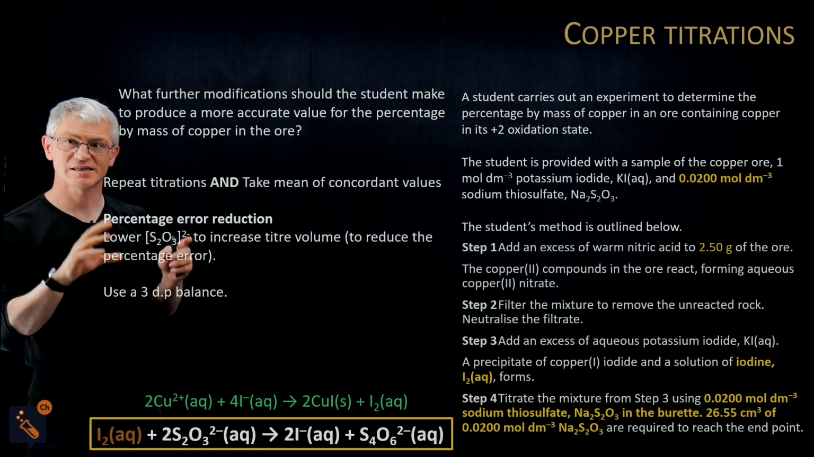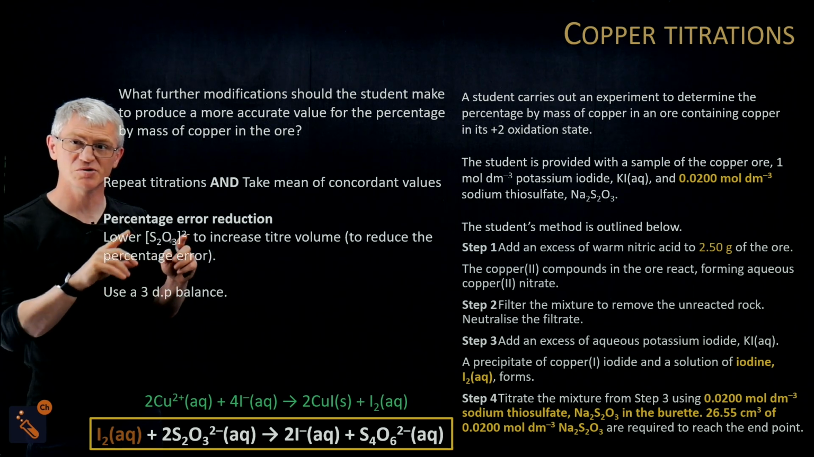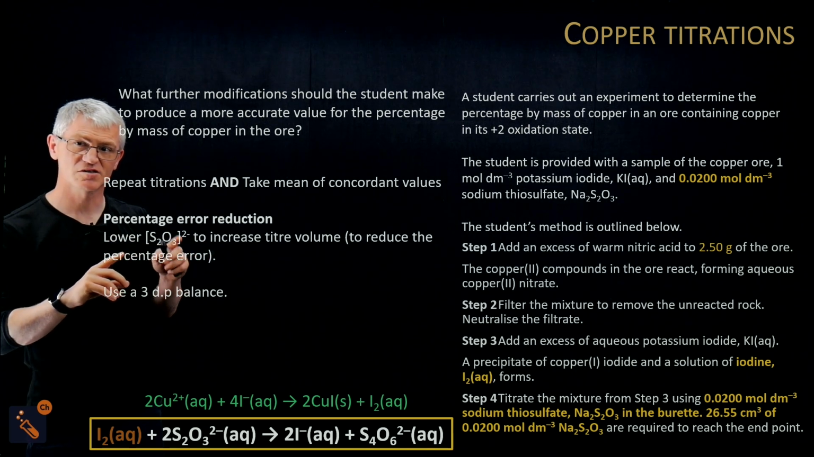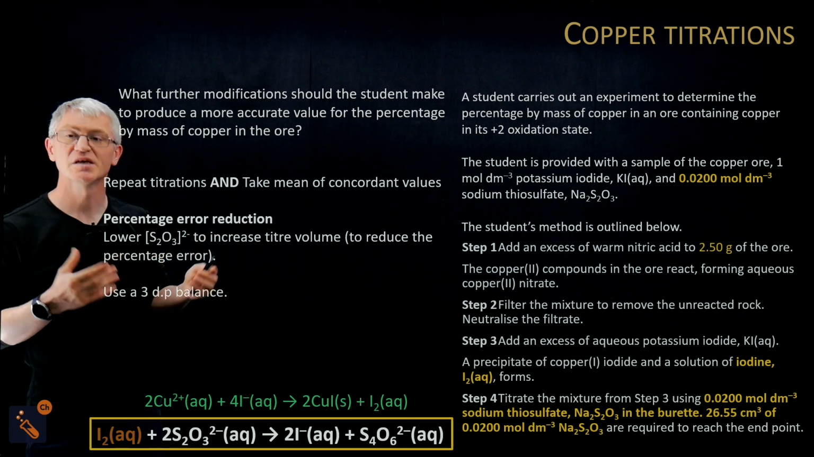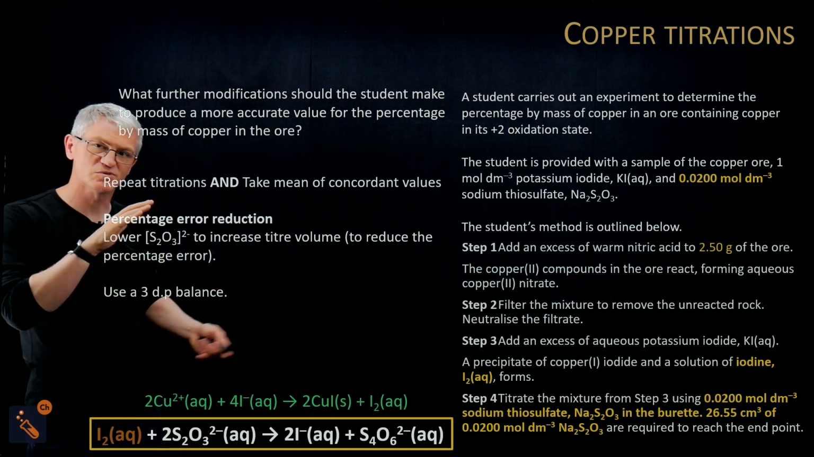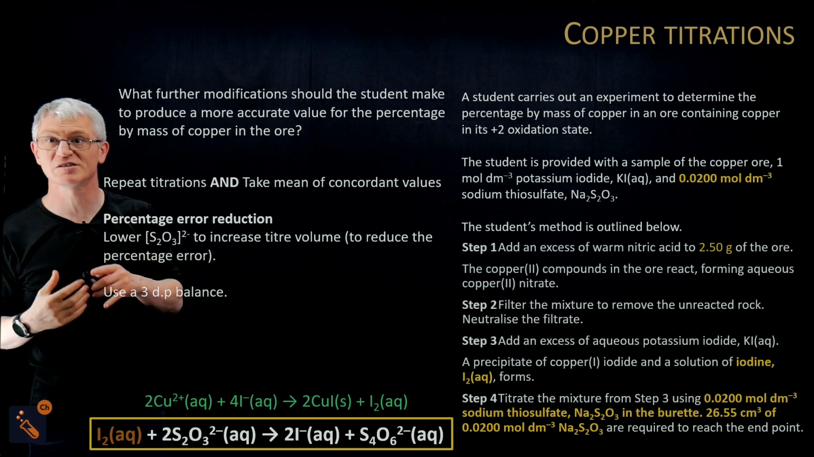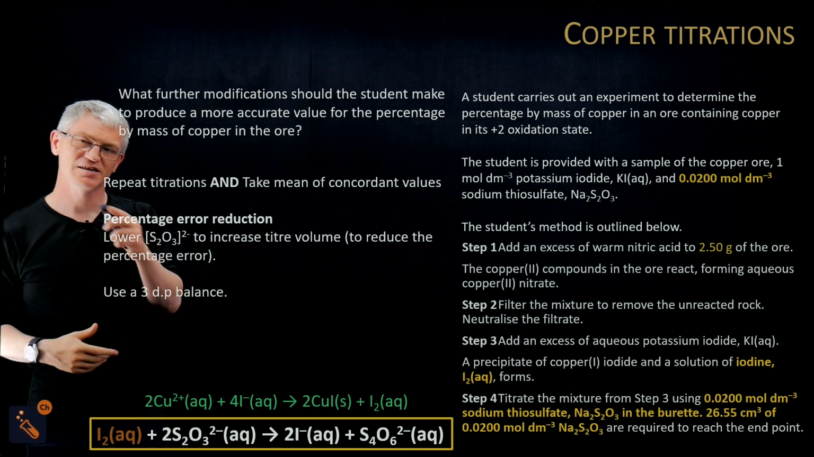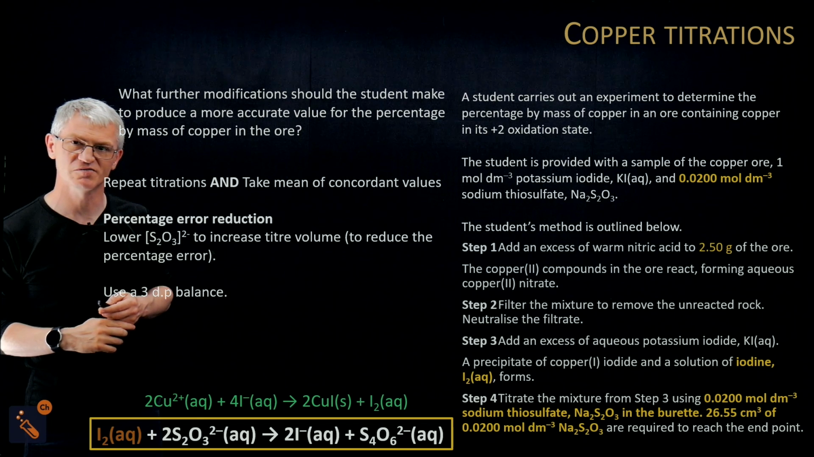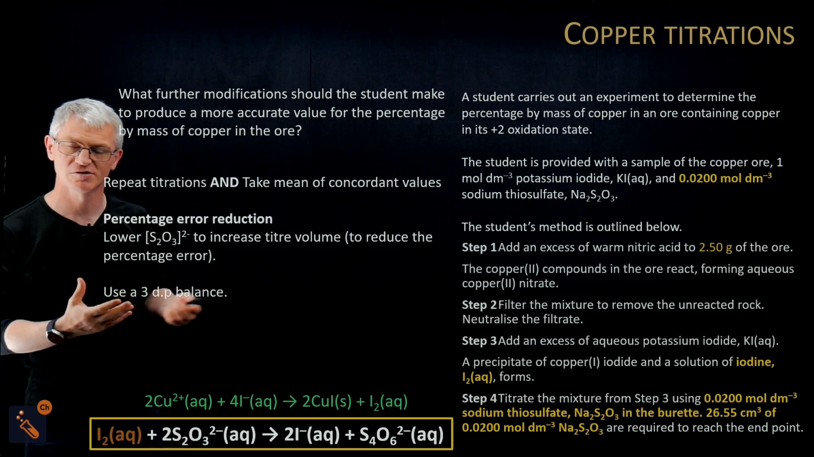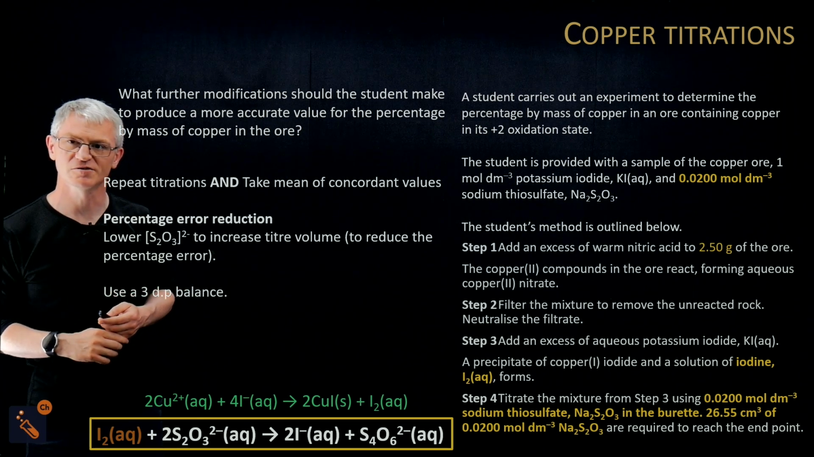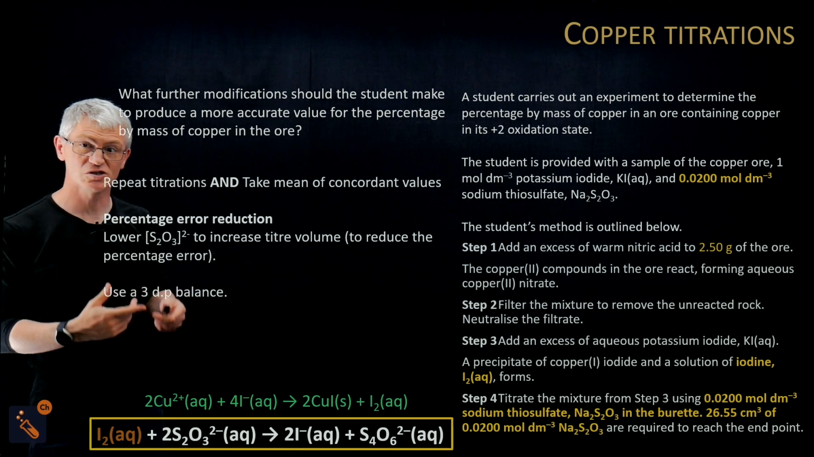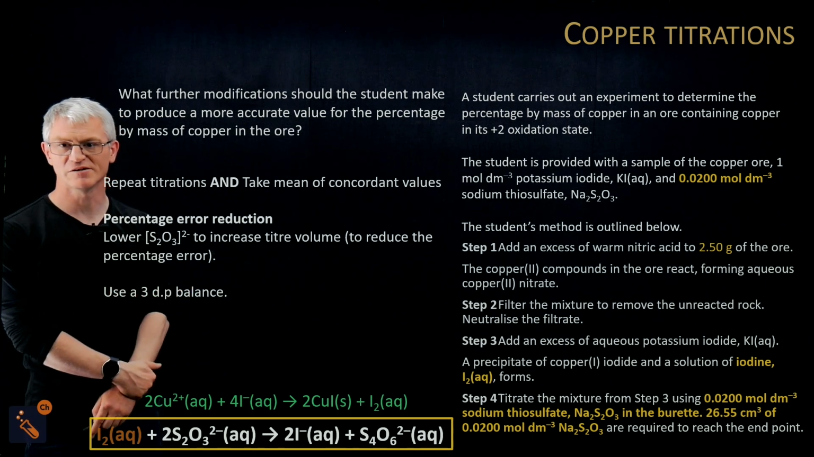Okay. Next thing is percentage error reduction. Lower the concentration of the thiosulfate to increase the titer volume. If you've got a larger titer volume, your percentage error will be less. If you want to know more about percentage errors, this is done in detail in the percentage error video or percentage uncertainty video that we've got at the start, which means also you could use a high resolution balance.